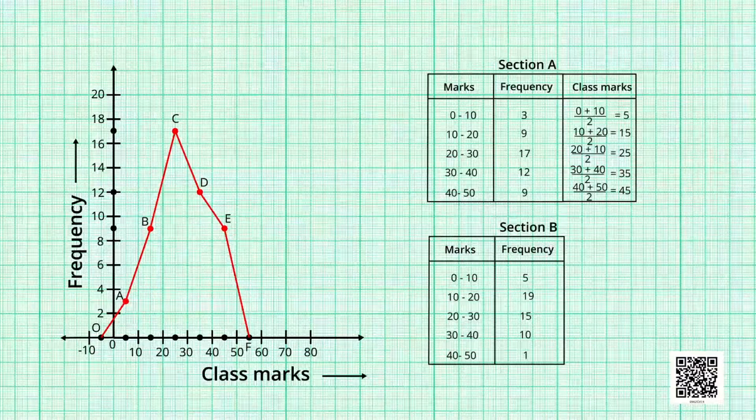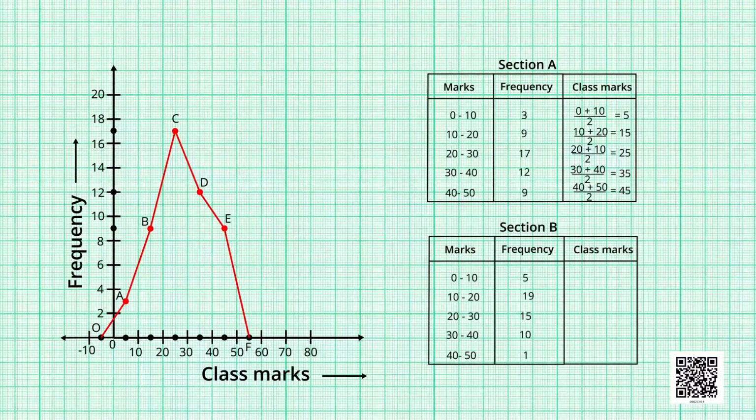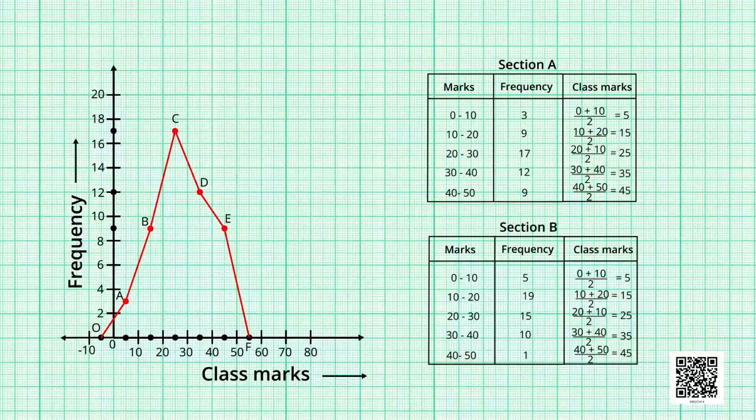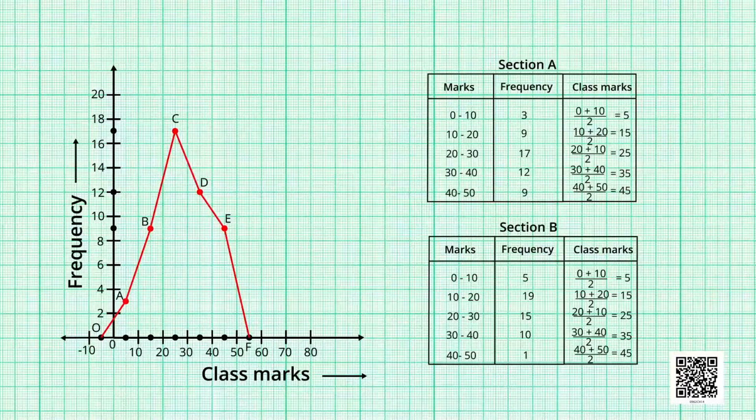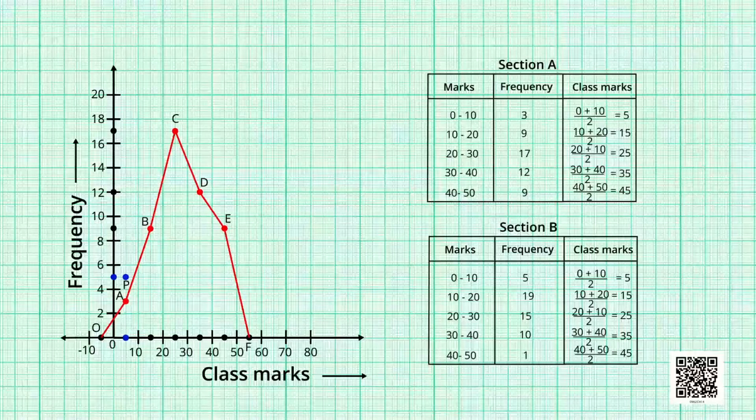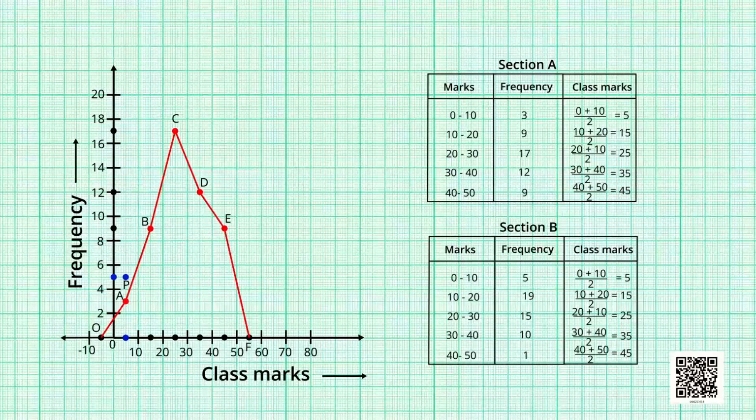Children, first of all, we will find the class marks of each class interval. Just like we did earlier, these will be the class marks of the class intervals. Now let us plot the points corresponding to the class marks on the x-axis and frequency on the y-axis. The first point will be (5, 5). That is, we look at 5 on the x-axis and 5 on the y-axis. So children, here we get the point P.